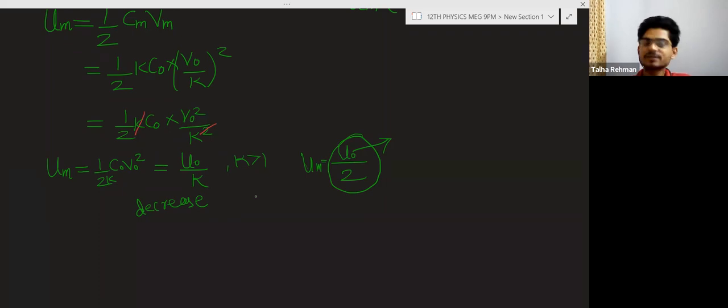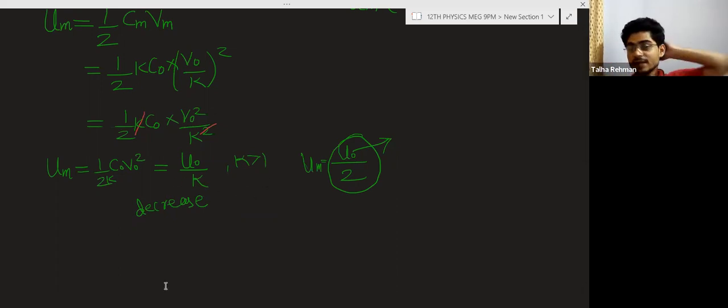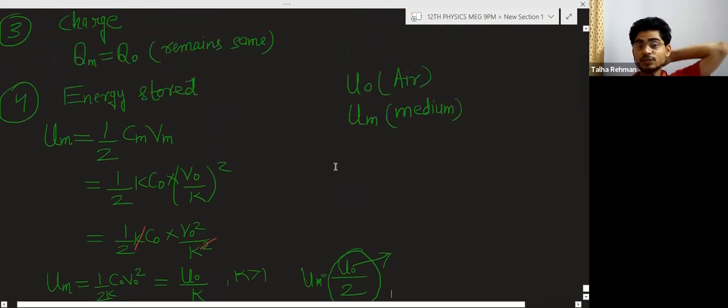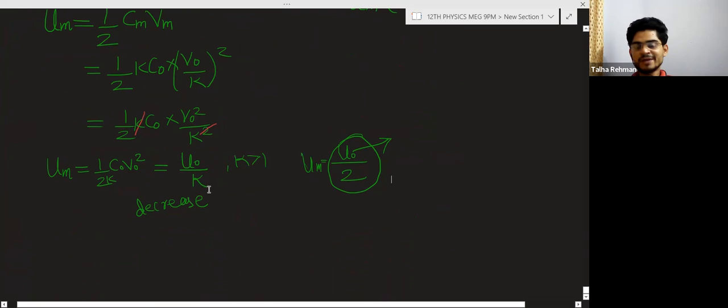Earlier the battery remained connected, and the battery was supplying the energy again and again, means the energy was increasing. Now this time you have disconnected the battery, and you have inserted a dielectric also. So that is why, due to this dielectric, the energy is decreasing.